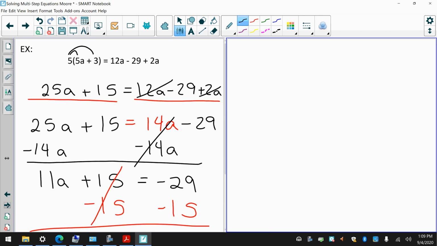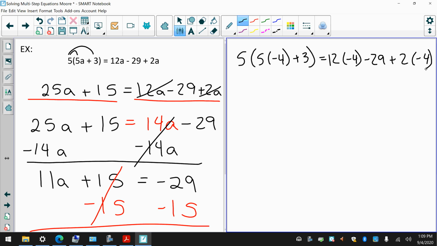So let's plug in negative 4. So I have 5 times negative 4 plus 3 equals 12 times negative 4 minus 29 plus 2 times negative 4. Okay, order of operations, work the parentheses first. So in here I have 5 times, and then in parentheses, 5 times negative 4 is negative 20.